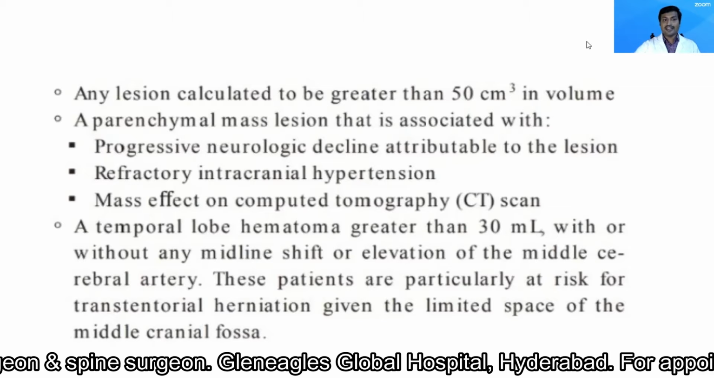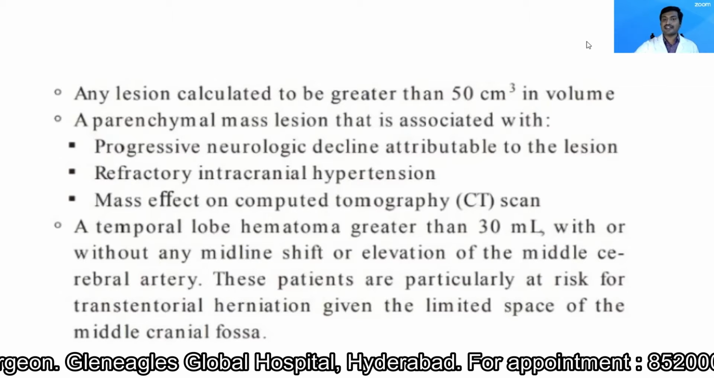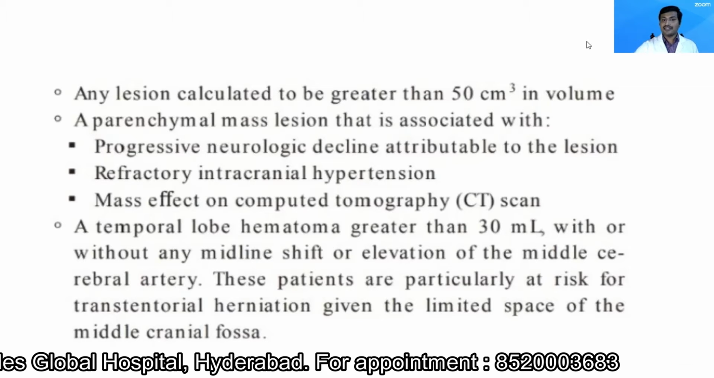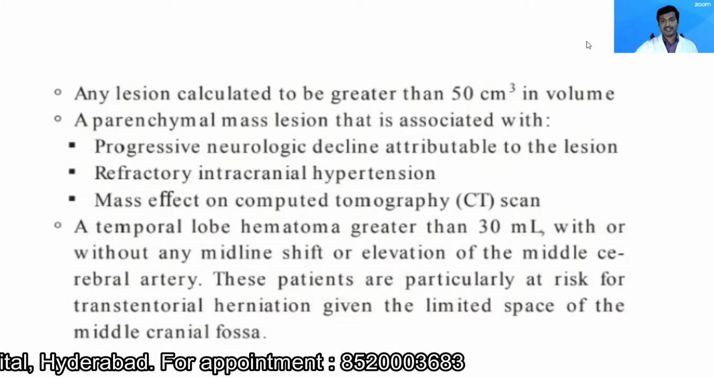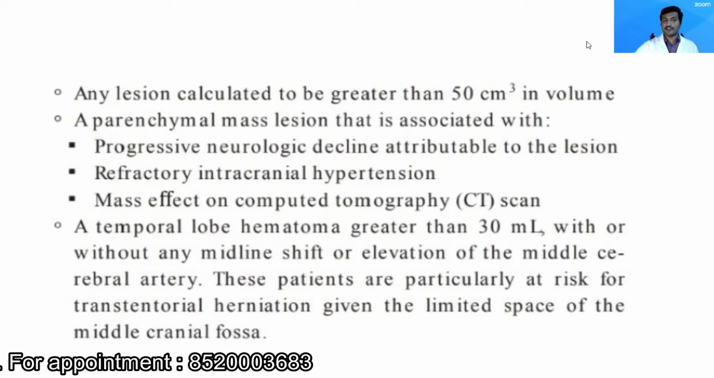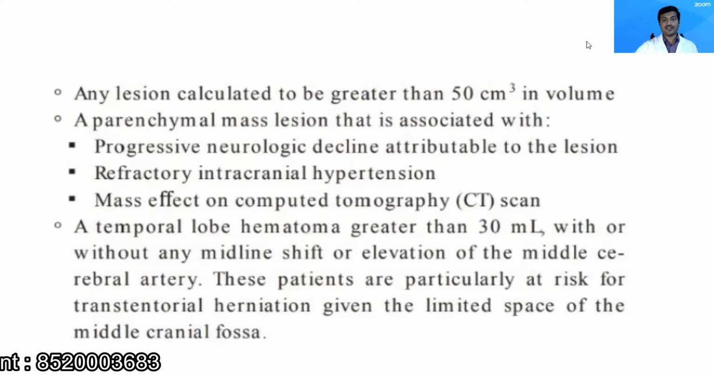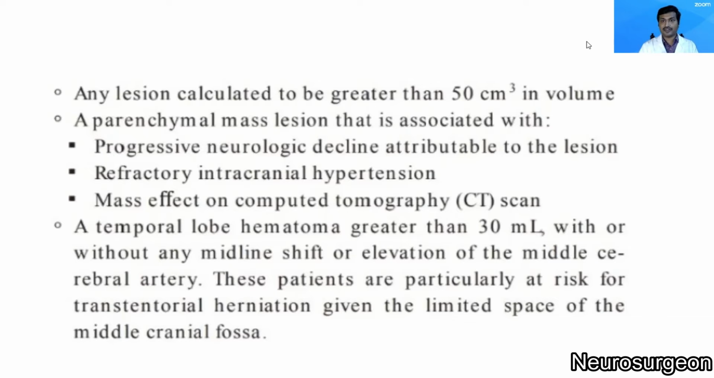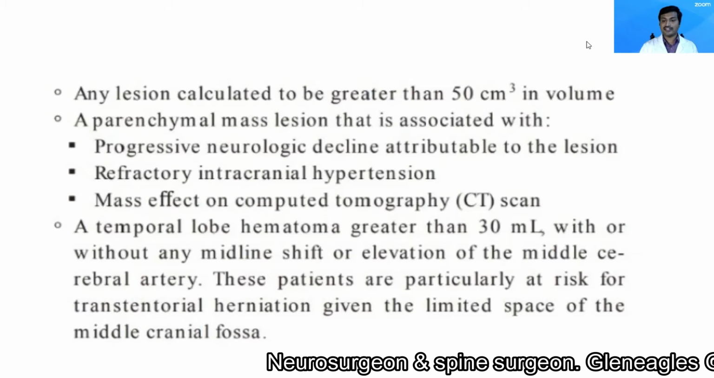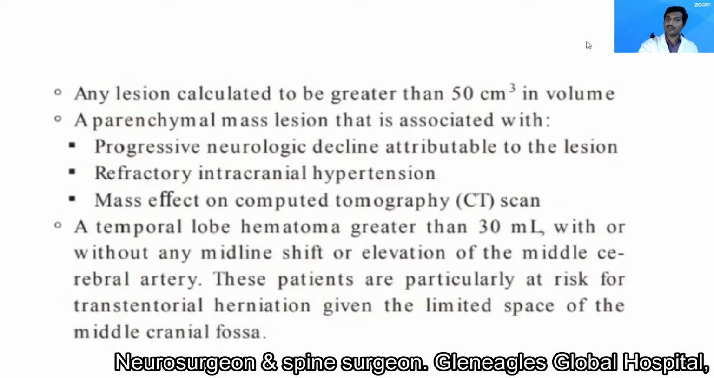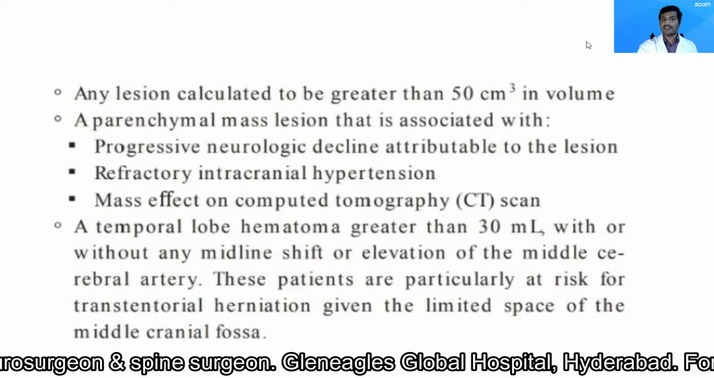And also a temporal lobe hematoma greater than 30 cc in volume, with or without any midline shift or elevation of the middle cerebral artery. These patients are particularly prone to transtentorial herniation because the space of the middle cranial fossa is very limited. So these are all the classical indications for a patient with frontal or temporal contusion who requires surgery.